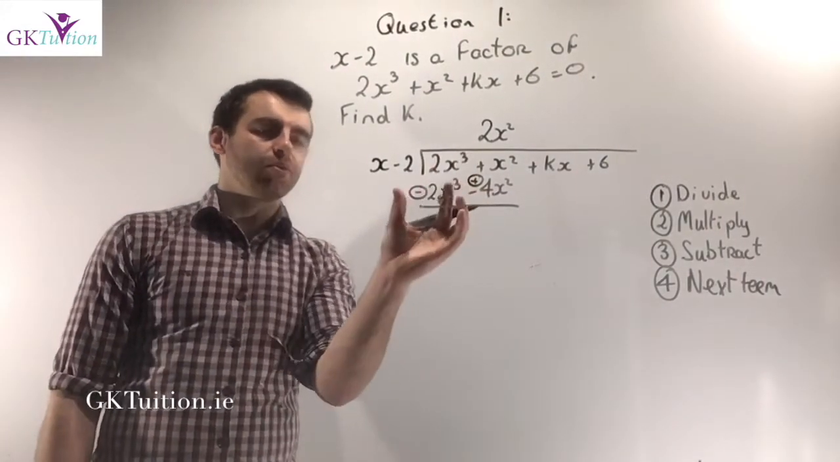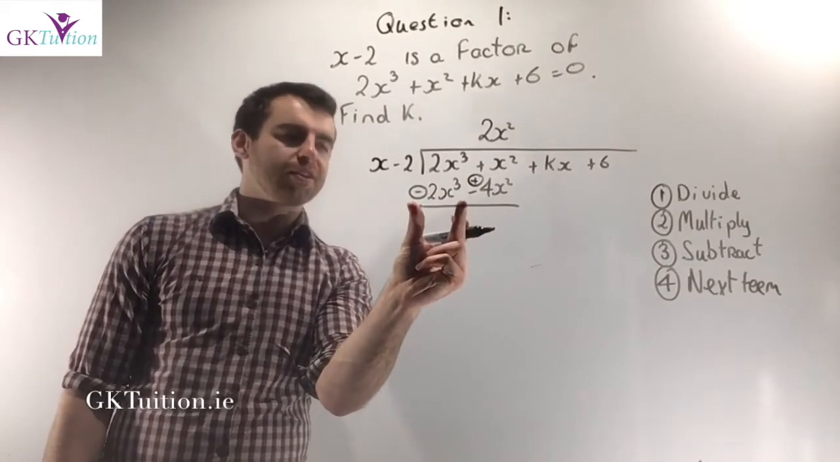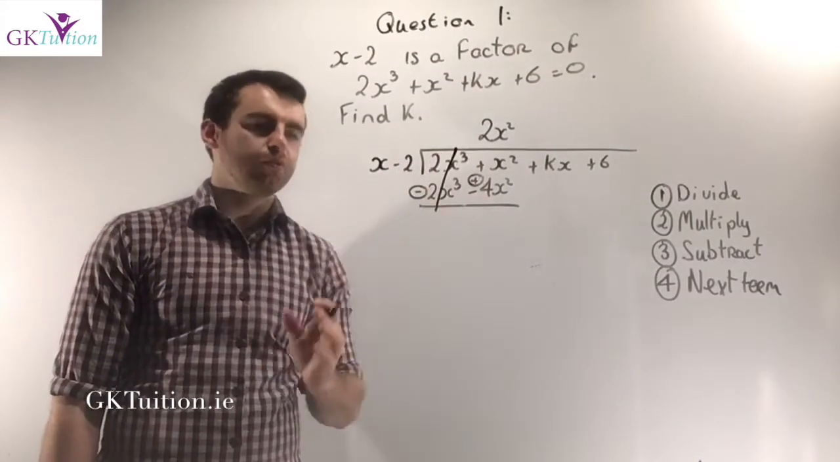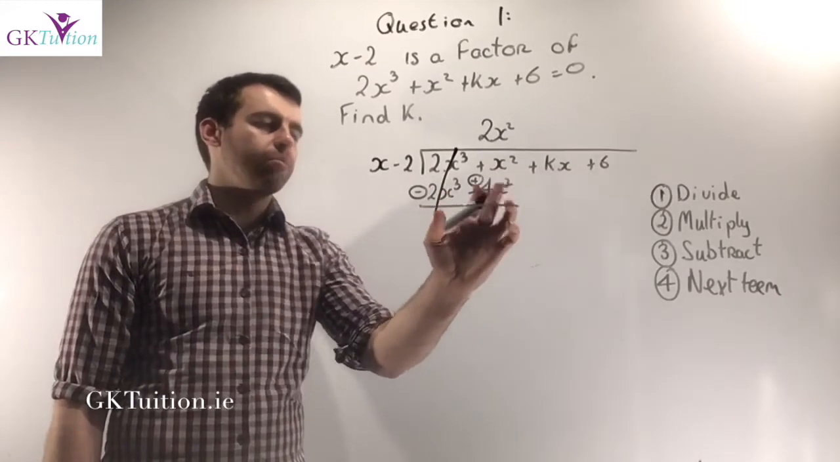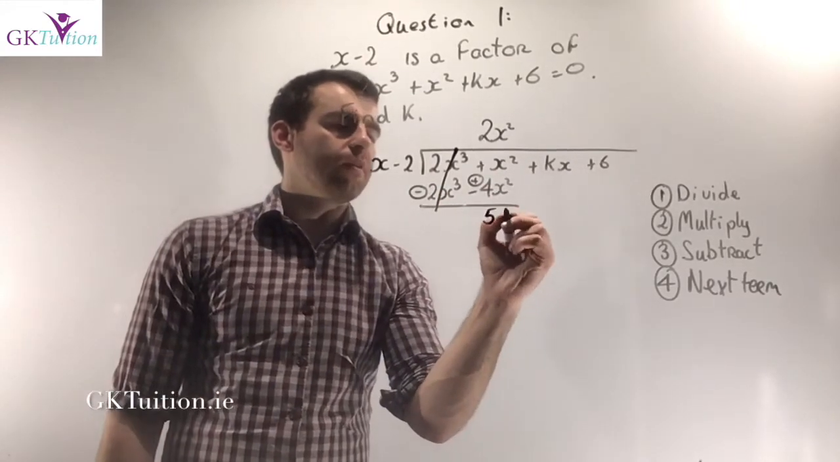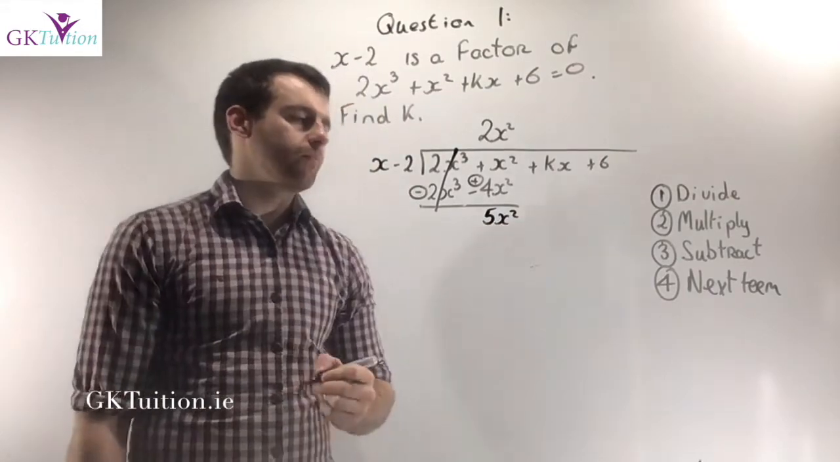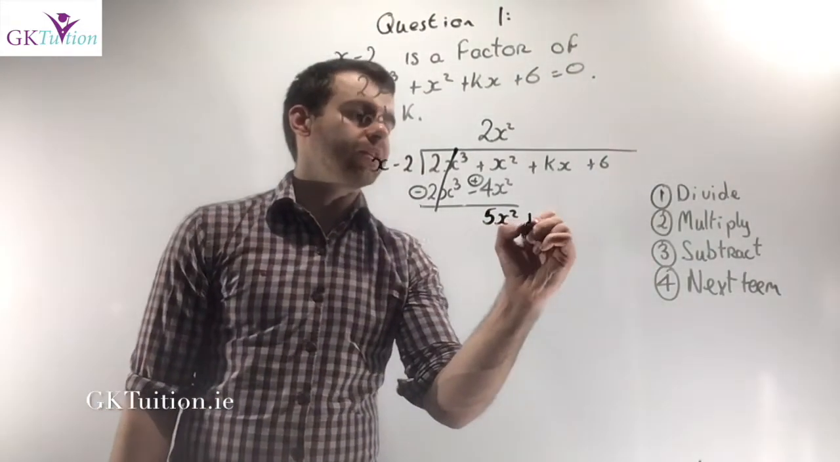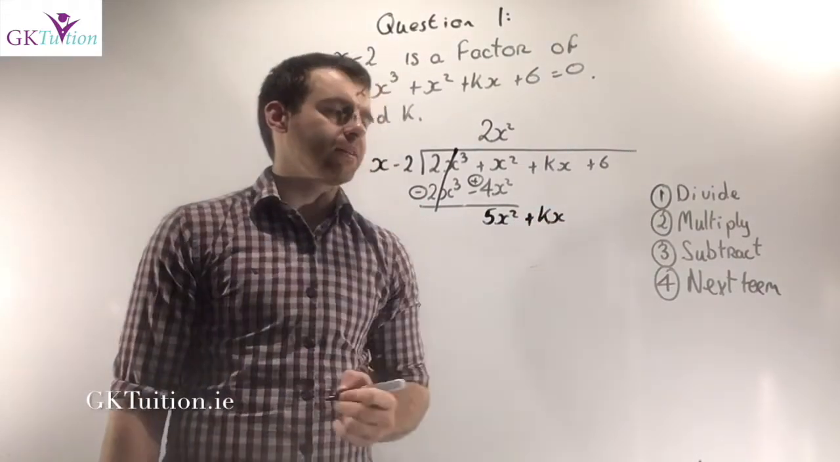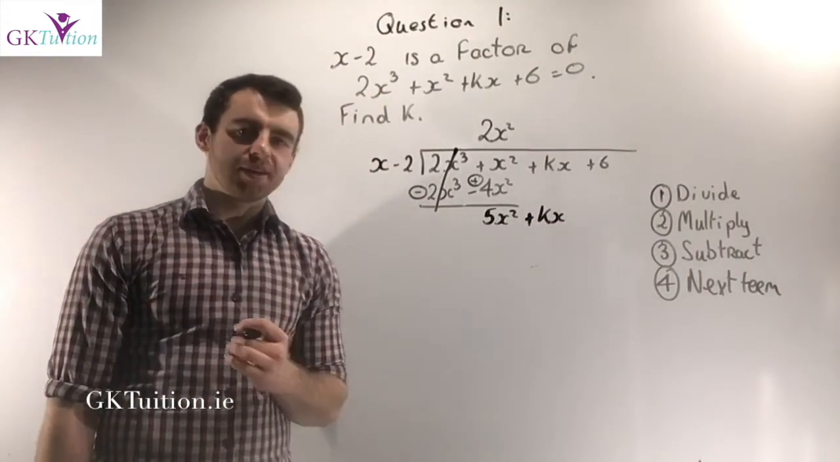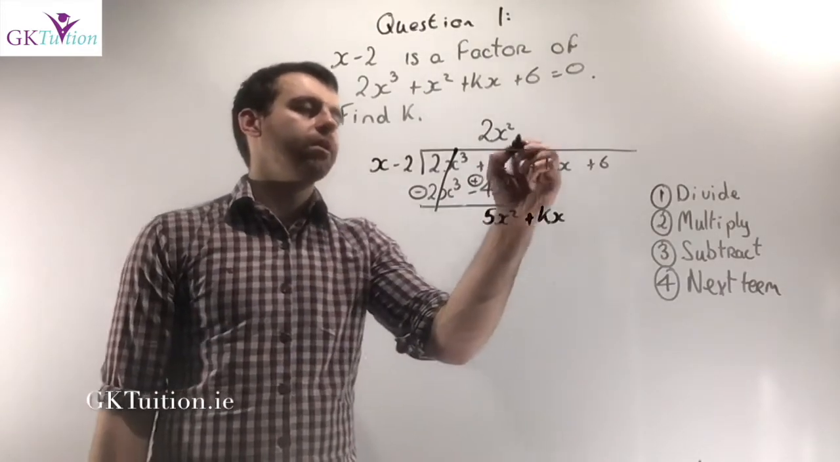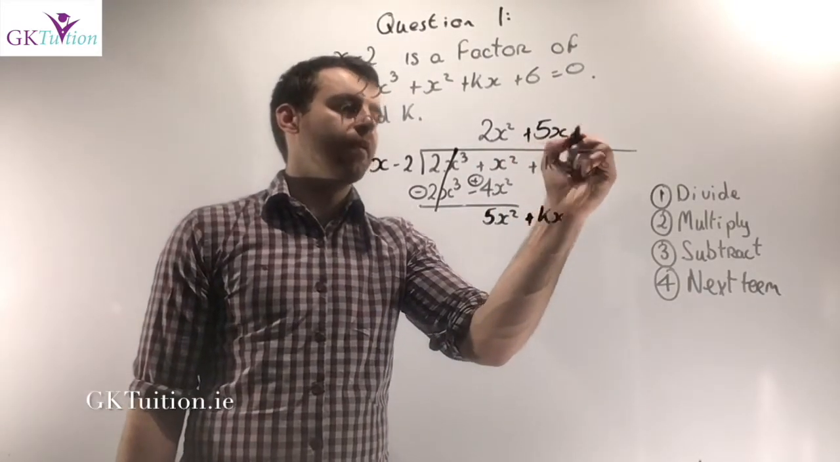And in that case now, again, remember that we're just grouping the x cubes together and the x squareds together. 2x cubed minus 2x cubed will cancel. 1x squared plus 4x squared will give me 5x squared. Now I'm going to follow the 4th step, which is to take down the next term, which in this scenario is just k times x. And I'm going to start my process all over again by dividing. I'm going to divide x into 5x squared, and that will give me plus 5x.